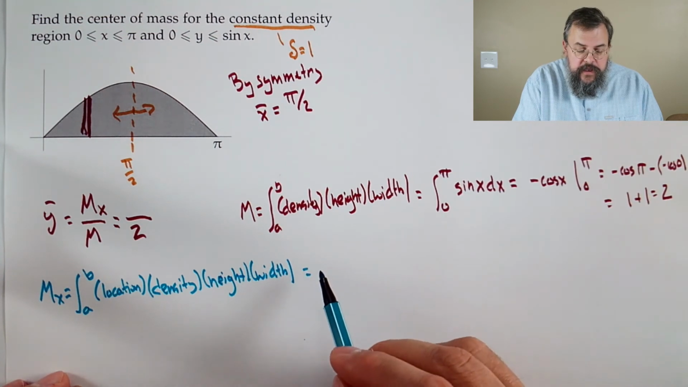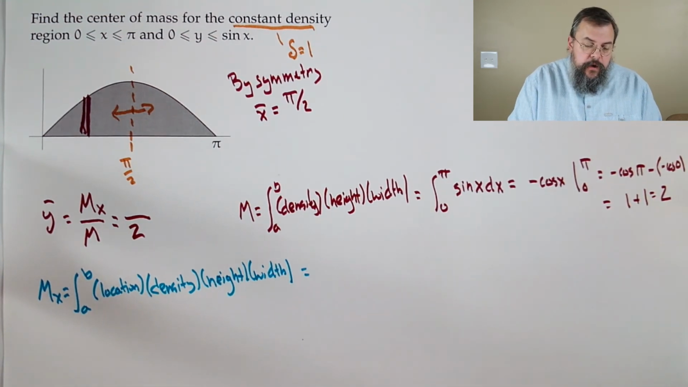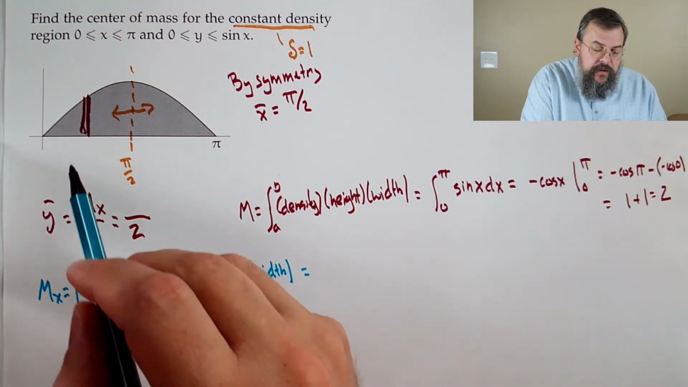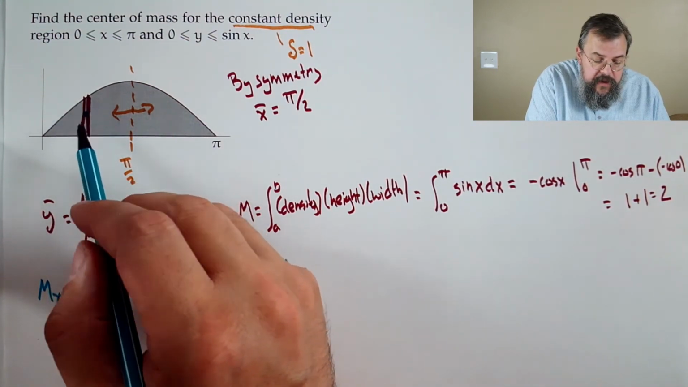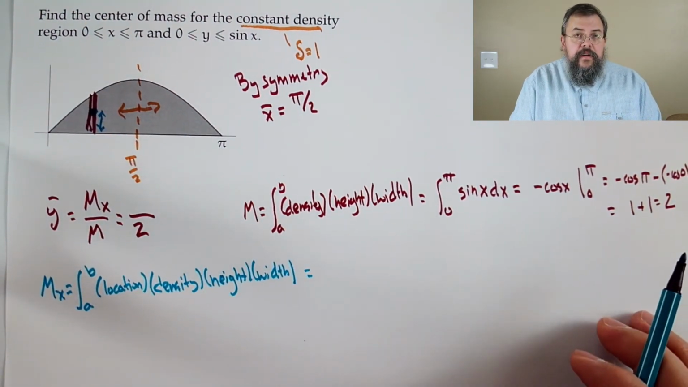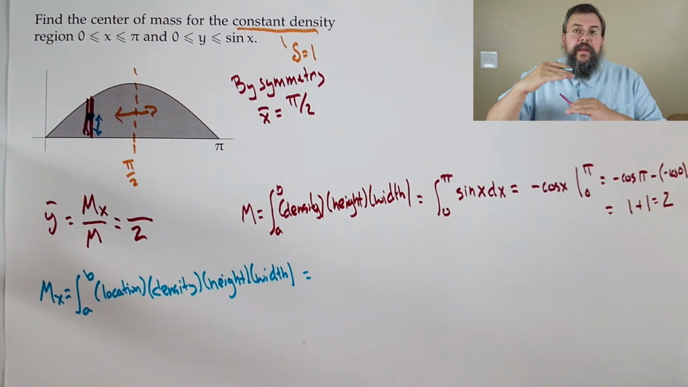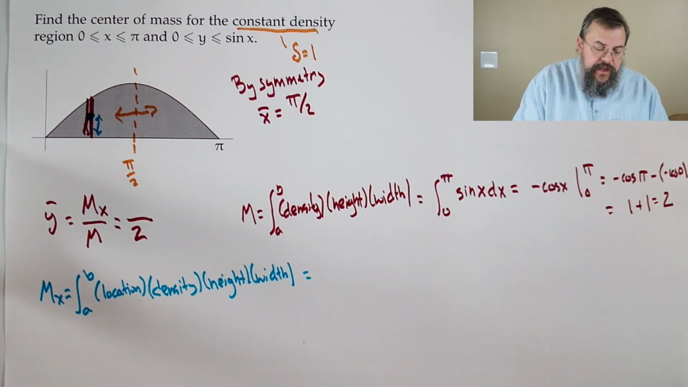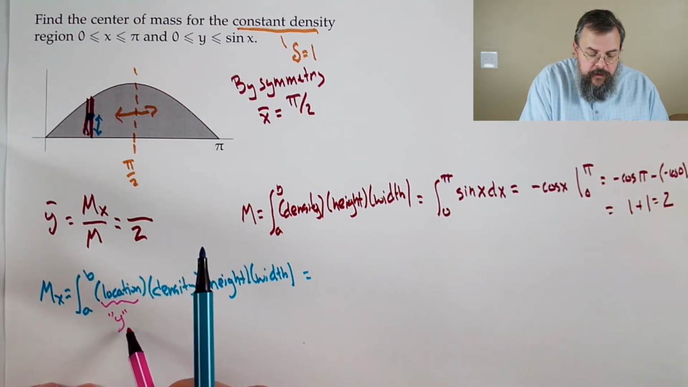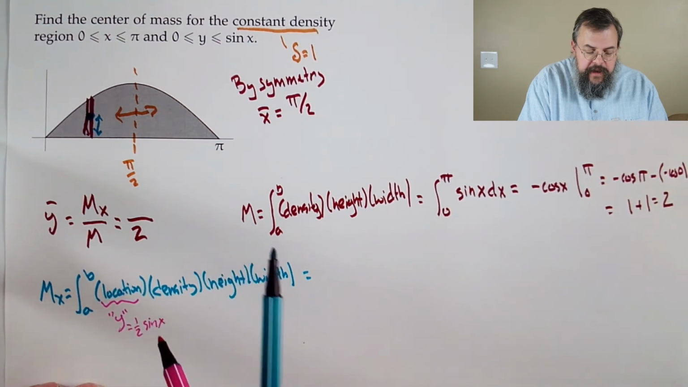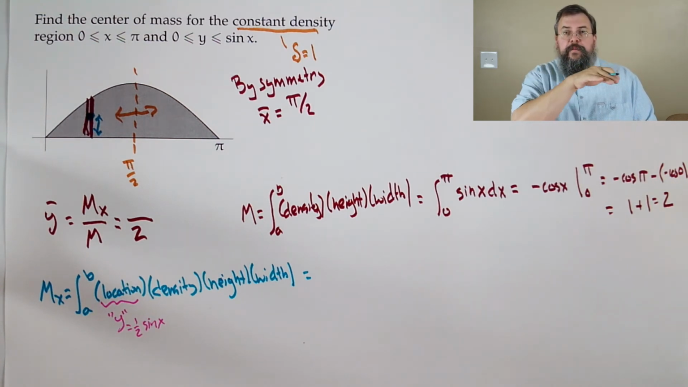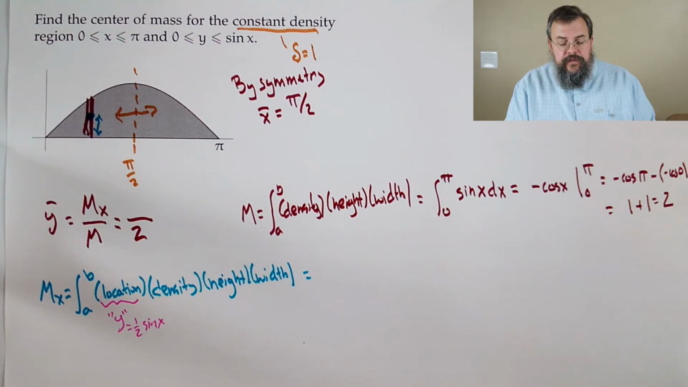So for us, the location, where is it? Well, we're talking with respect to the x-axis because that's the x. So we pick our little slice, and here's the center of our slice. So our location is that distance. Well, what's that distance? It's the halfway point. So our location here, which is really y, is 1/2 sine of x. Because the top part is the sine function, the bottom part is 0, halfway in between is 1/2 sine x.